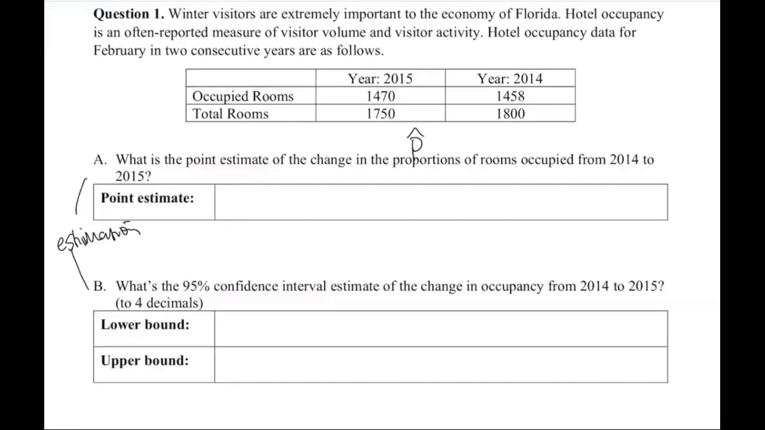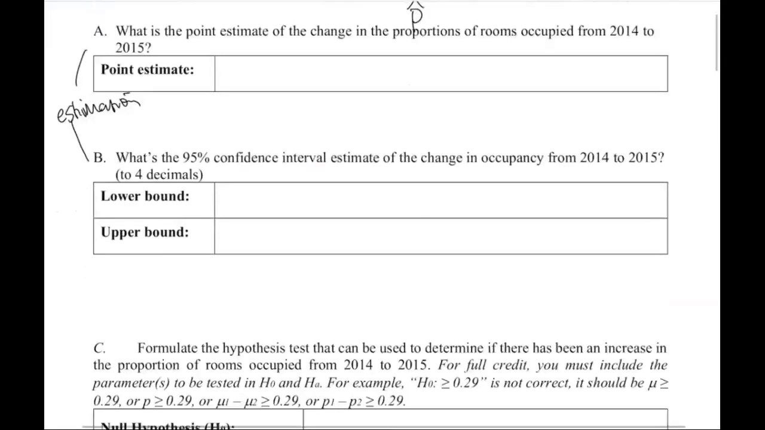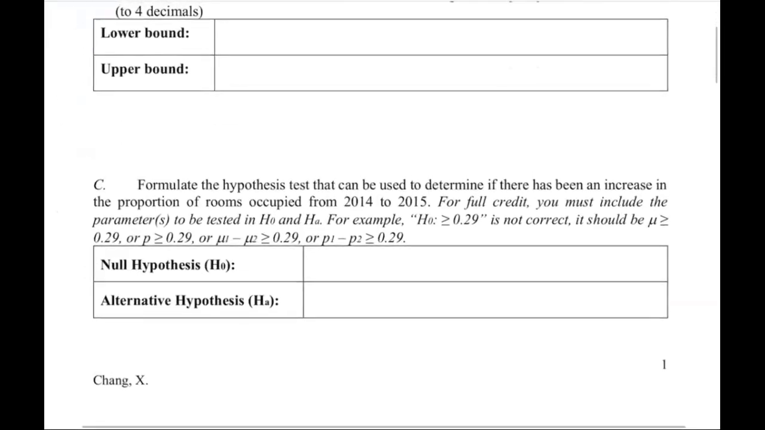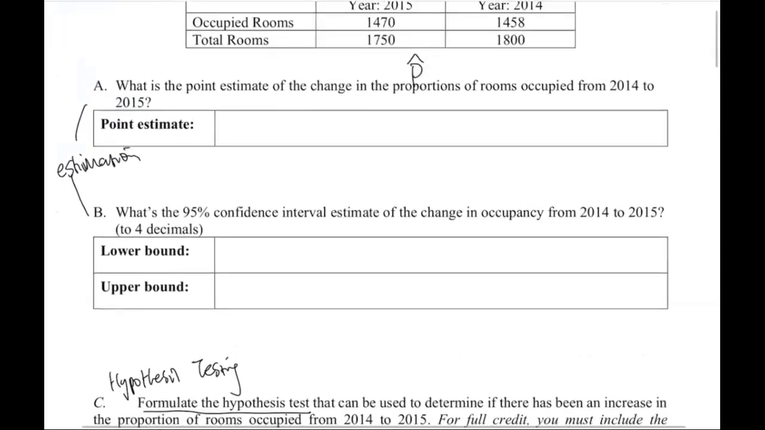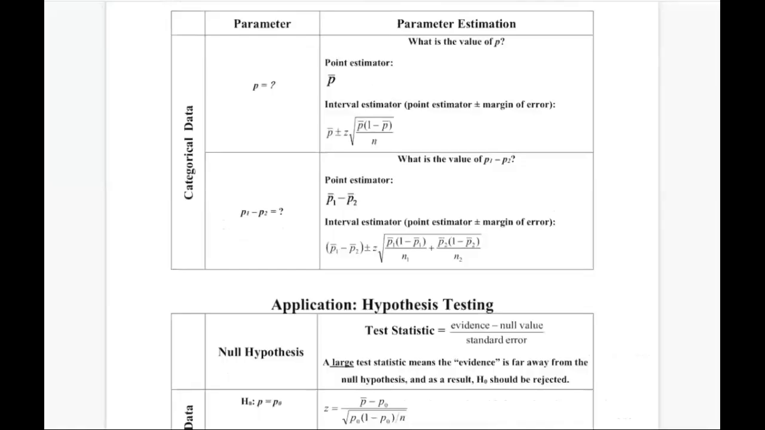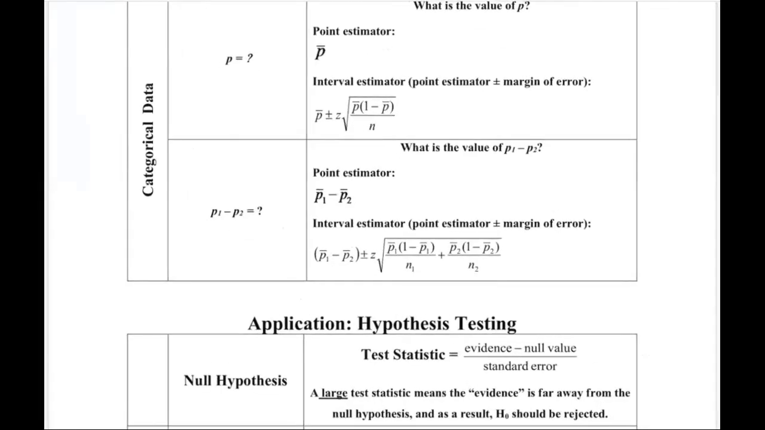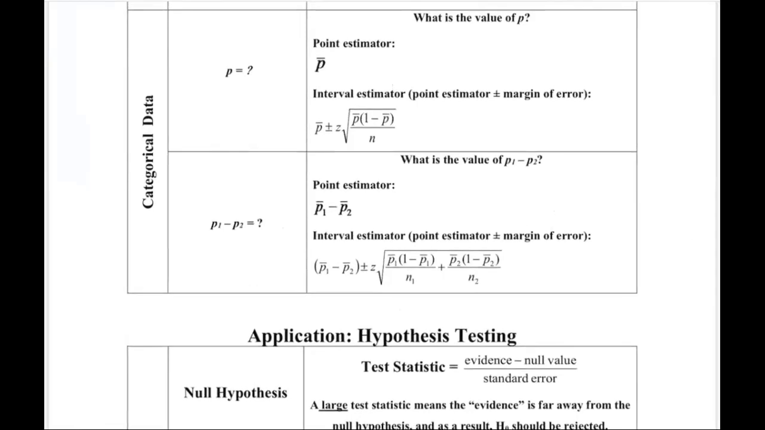this is actually nothing but an estimation problem. It is not a hypothesis testing. The next one, those are the keywords I see, formulate a hypothesis test. So this is a hypothesis testing, right? Okay, so once you figure out the type of question, all you need to do is see which formula to use. It's going to be much easier that way.